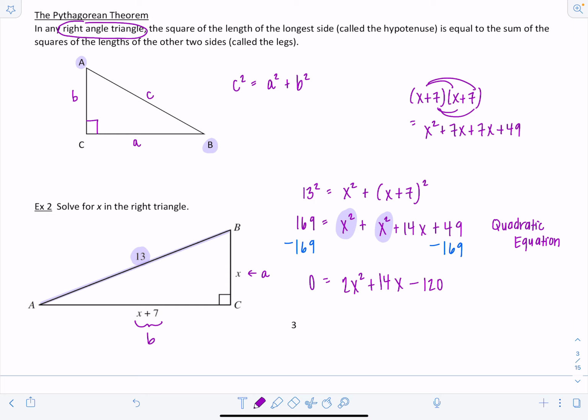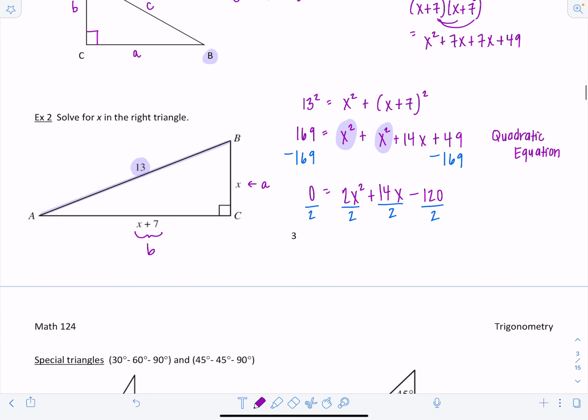Okay, now you have a couple options here to solve. You might have heard of the quadratic formula. That's great. Easier thing to do though is see if it factors, and we're going to practice factoring extensively. I right away notice I can just divide everything by 2. That'll make the equation a lot nicer to work with. So let's do that. So now I have 0 equals x squared plus 7x minus 60.